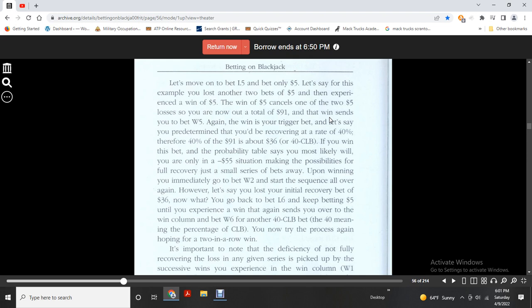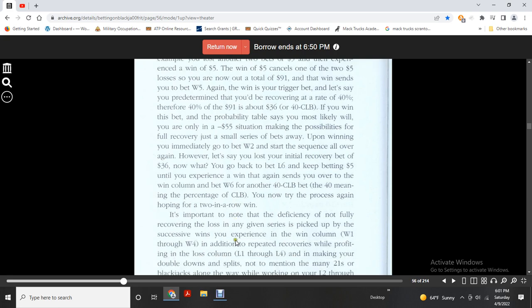Let's say W6 and another 40% clearance losing bet. You now try the process again, hoping for two in a row. It's important to know that the deficiency is not fully recovered by the clearance losing bet alone, but is picked up over the successful wins you've experienced in the win column W1 through W4. In addition, there are repeated recoveries while profiting in the loss columns L1 through L4, making your double downs and splits, not to mention many of the 21s in your blackjack along the way, while working on the L2 through L4 bets.